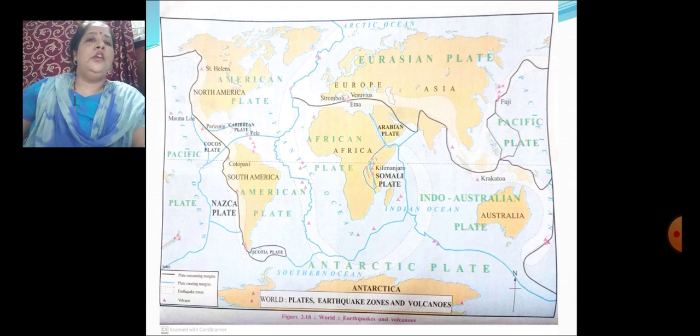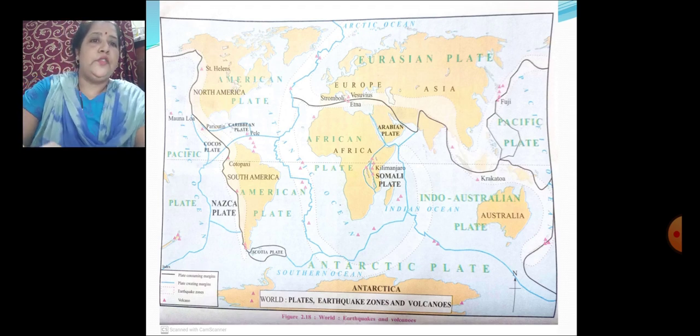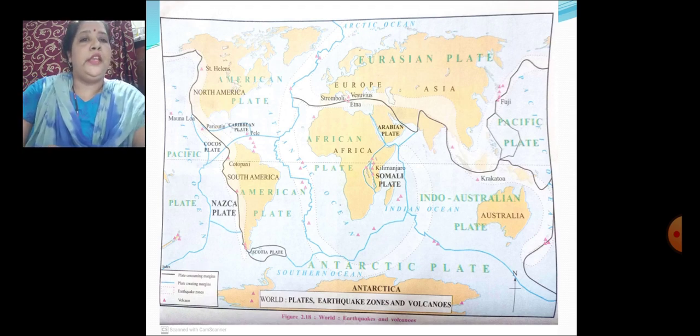Now, here are the plates. You can see these plates over here. Why am I showing you this map again? I had shown you this map in the previous lecture also. This map shows the plates, earthquakes and volcanoes taking place. You can see these black lines over here. These black lines are the boundaries of the plates. There are 7 major plates we have learned about in the previous part.